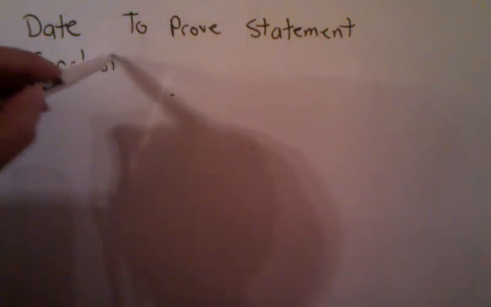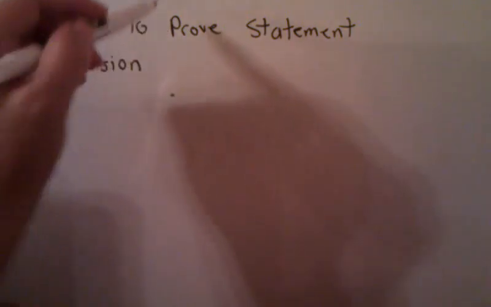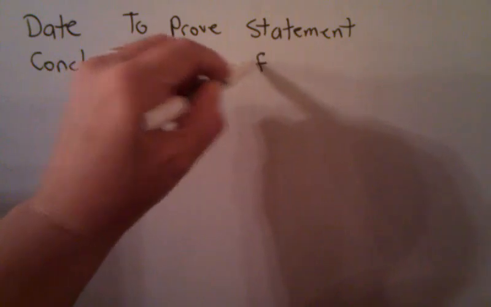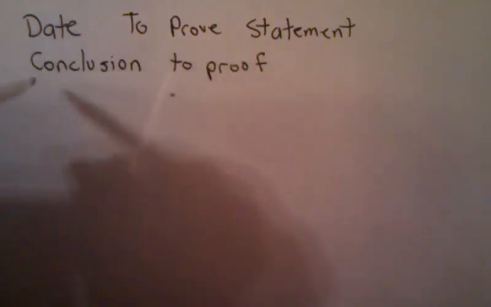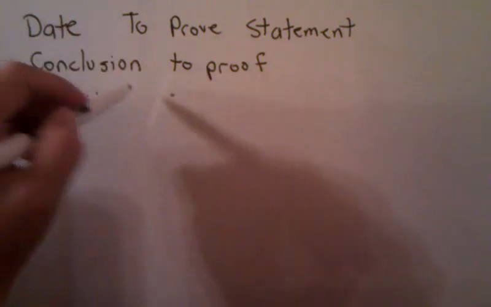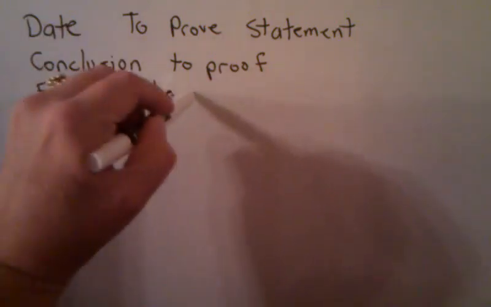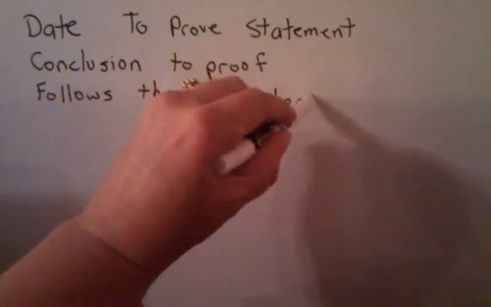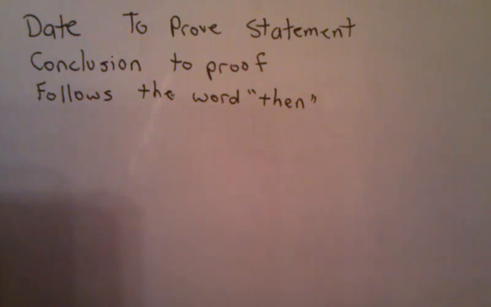The conclusion to the proof follows the word then in the if-then statement. Whatever's after the word then, that's what we're trying to prove. For example, the sum of the measures of the angles of a triangle is 180 degrees.